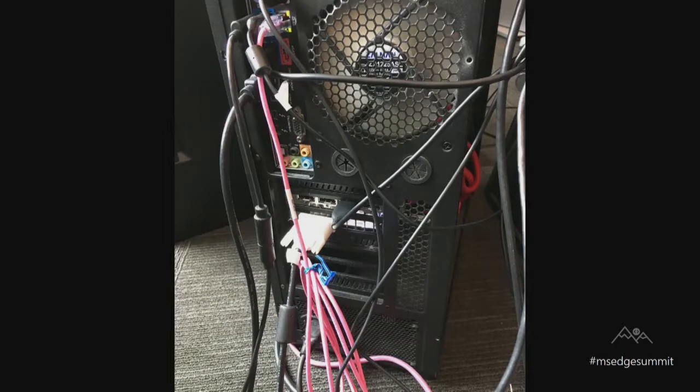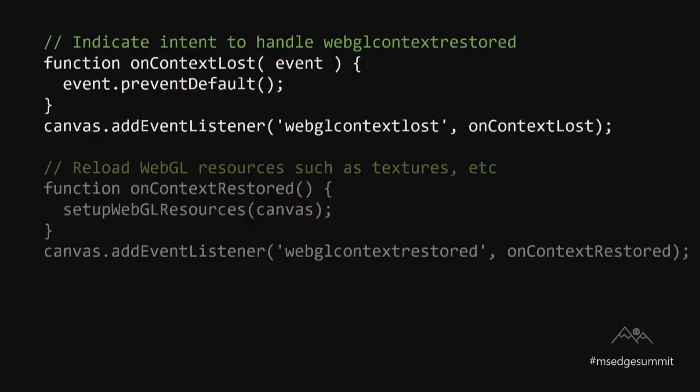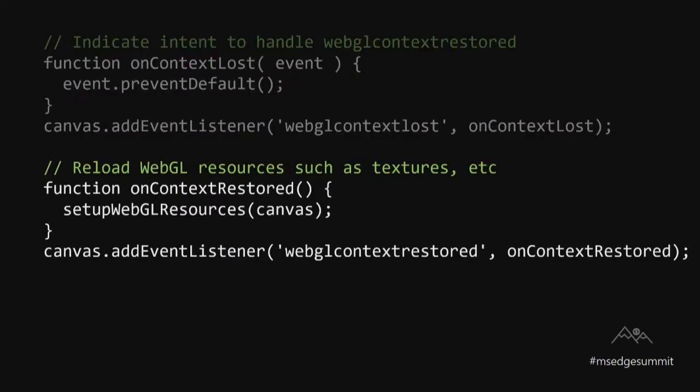In order to handle this situation, to make sure that your content is viewable by all possible users, you're going to want to register for the WebGL context lost event. And in response, you'll just call prevent default on the event to indicate that you're planning on reloading your resources in the WebGL context restored event. You'll see here that we're using that same GL setup function that we used at the very beginning.